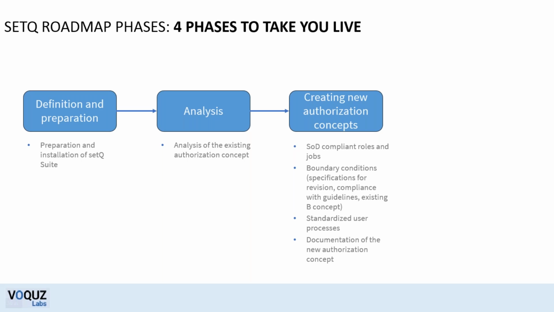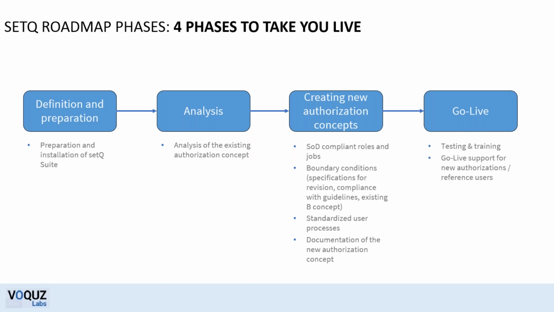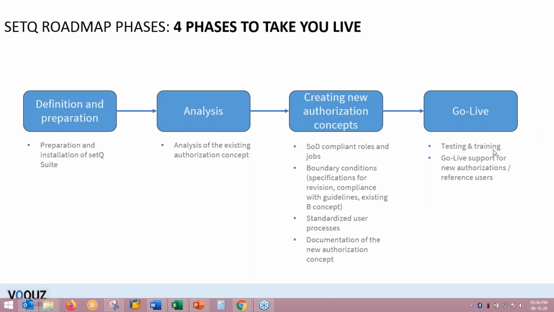We specify all the boundary conditions. We make sure that there's a standardized user process in place and that the documentation of the new authorization concept is firmly embedded in the organization. And then finally, we go live. The go live activities are normally testing and training, and then go live support for the new authorizations and their reference users. So it's a quick set of phases in comparison to GRC access control. From a setQ implementation perspective, it's very easy and quick to implement.